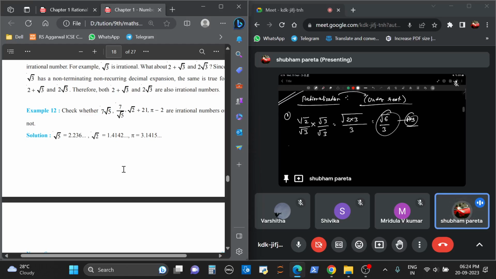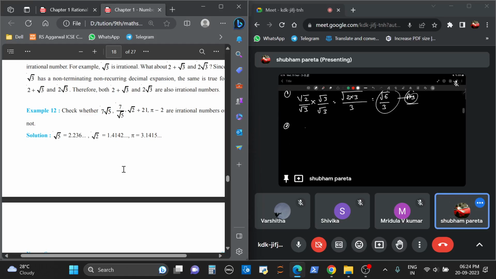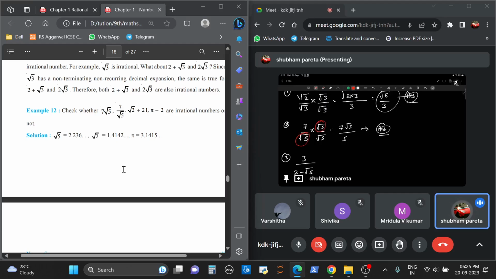The concept number 1 is this. What do you mean by the concept number 2? For example, if you are having 7 upon under root 5, this is the second category, and the third category is 3 upon 2 minus under root 5. For 7 upon under root 5, multiplying by under root 5, this will become 7 under root 5 upon 5. That will be our required answer. Here I'm just multiplying and dividing the numerator and denominator by the same number.